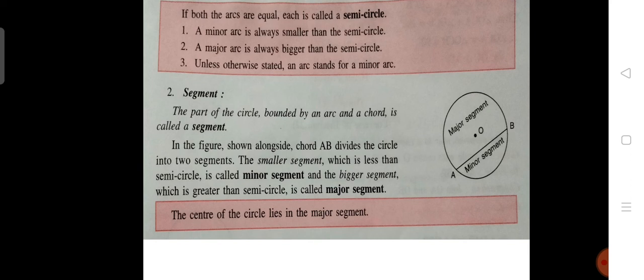The smaller segment is less than a semicircle. The larger segment is greater than a semicircle. The center of the circle lies in the major segment. The center of the circle is always in the major segment. That is the segment.